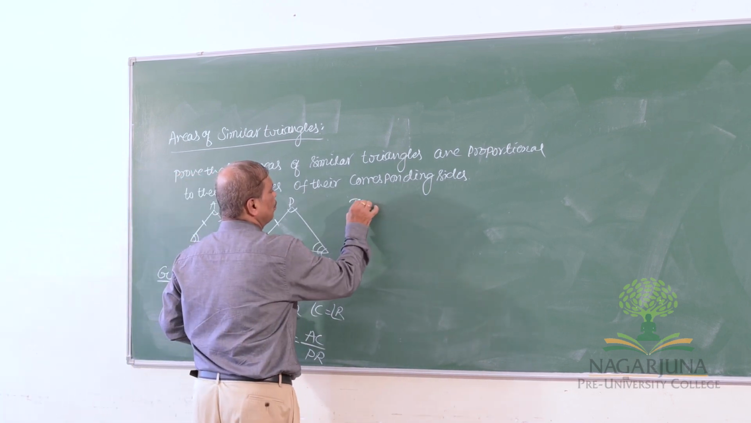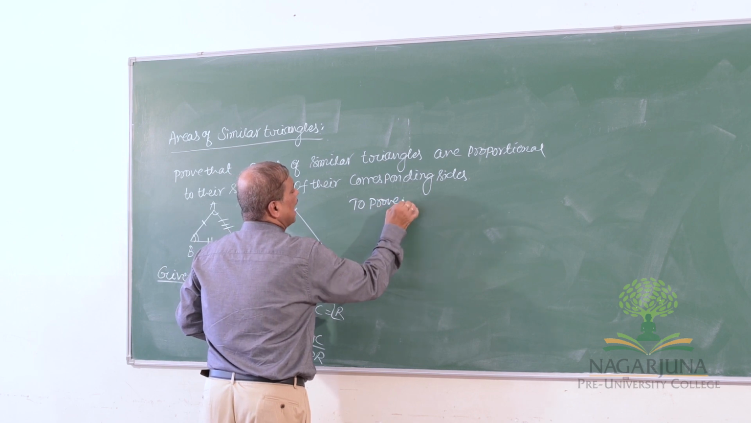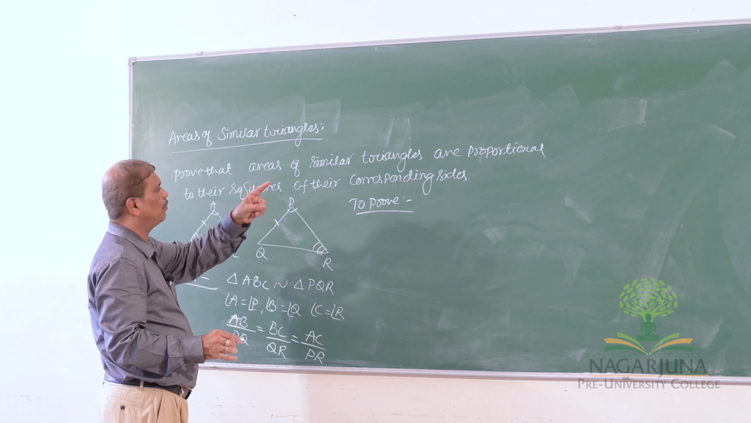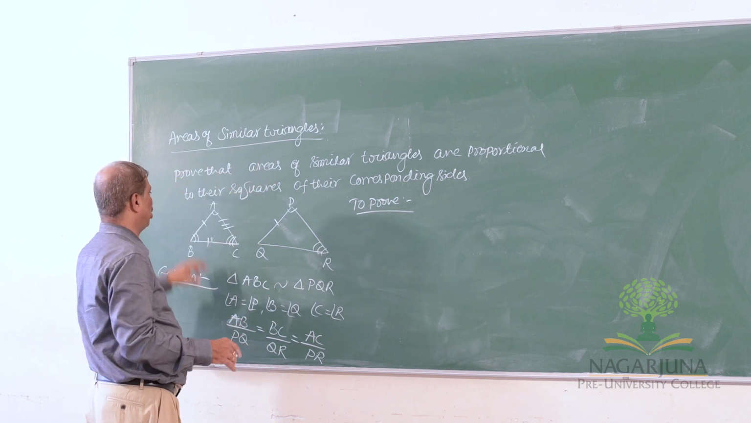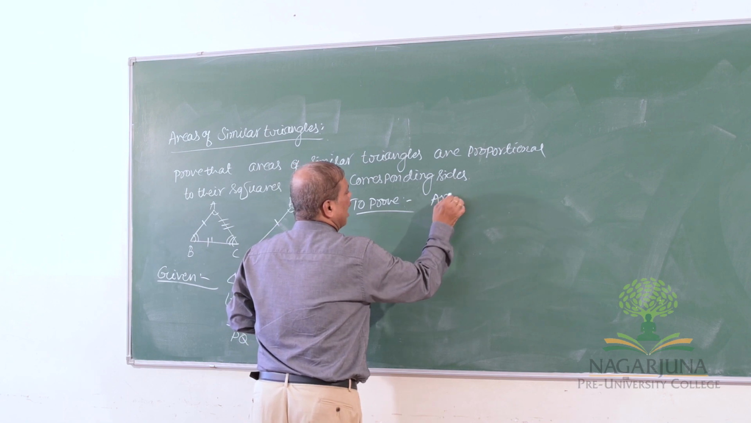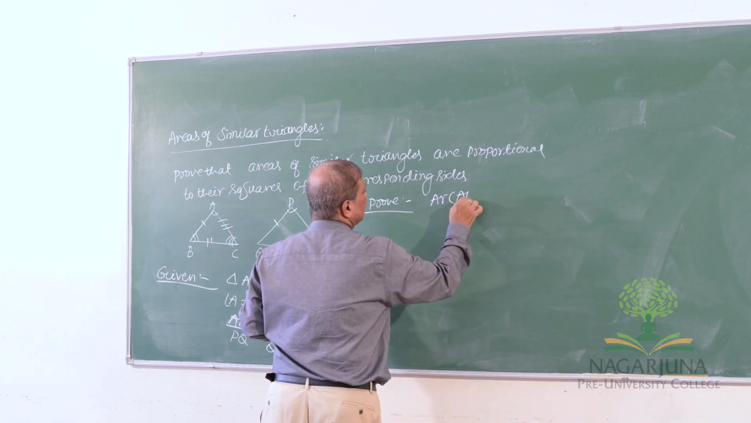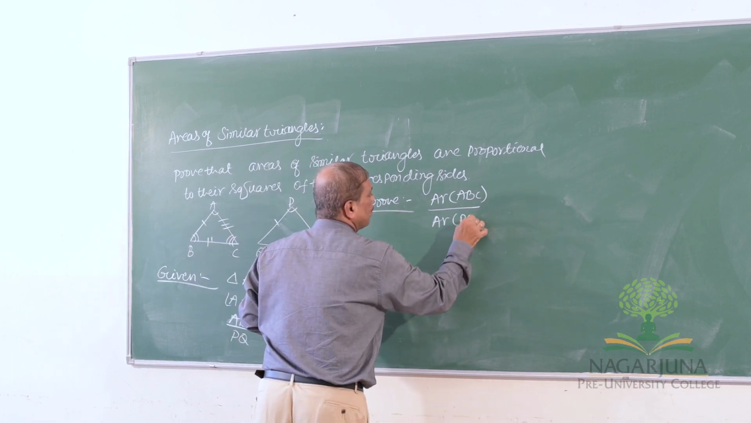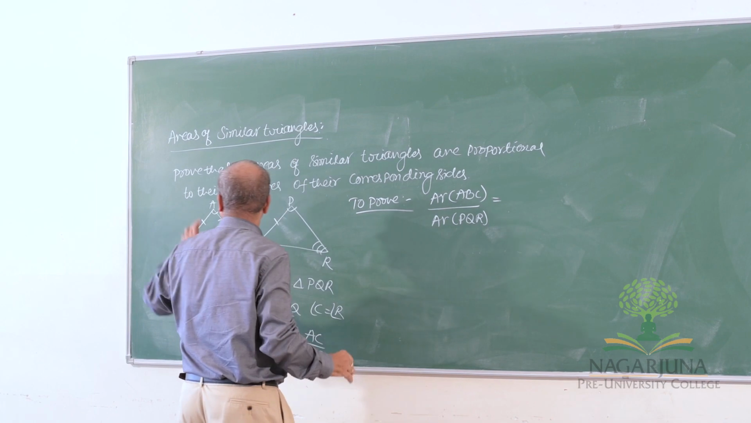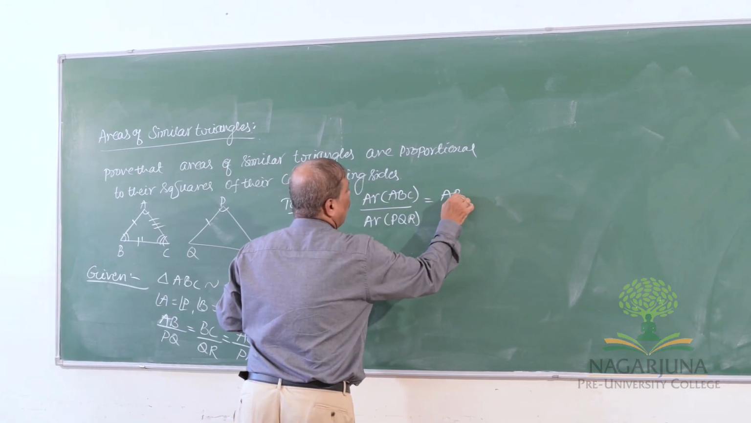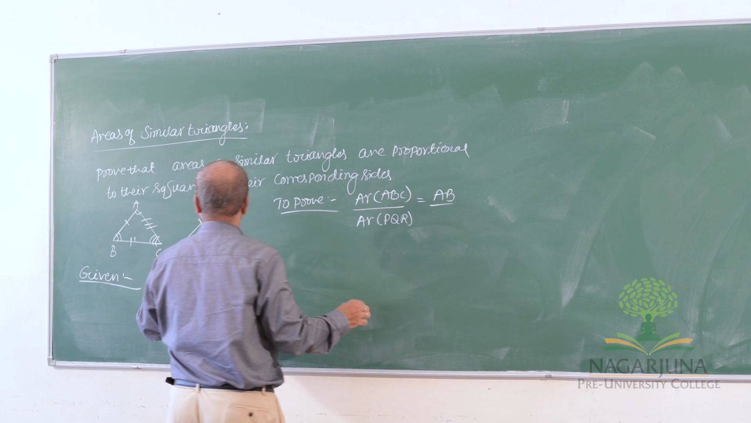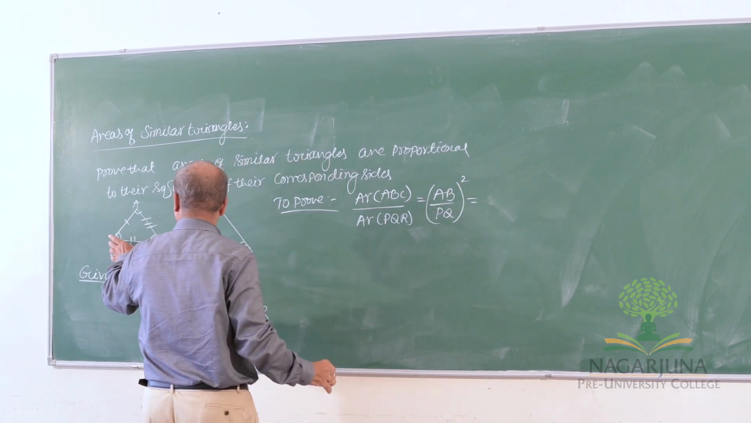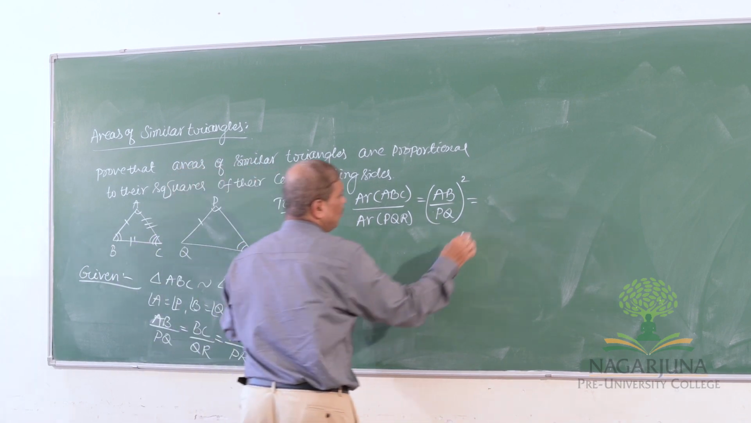Next, what we have to prove: areas of similar triangles are proportional to the squares of their corresponding sides. That is, area of triangle ABC by area of triangle PQR equals AB by PQ whole square, equals BC by QR whole square.